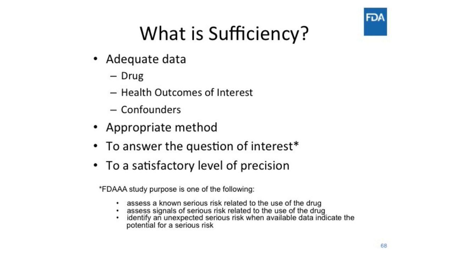On the bottom there, the FDA Amendments Act actually defines the study purposes. We can assess a known serious risk related to the use of a drug, assess signals of a serious risk, or identify an unexpected serious risk when available data indicate the potential for a serious risk. This expands on the types of questions that we might address in using ARIA.